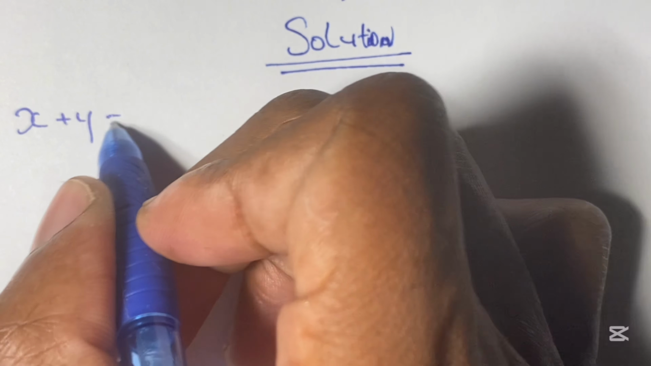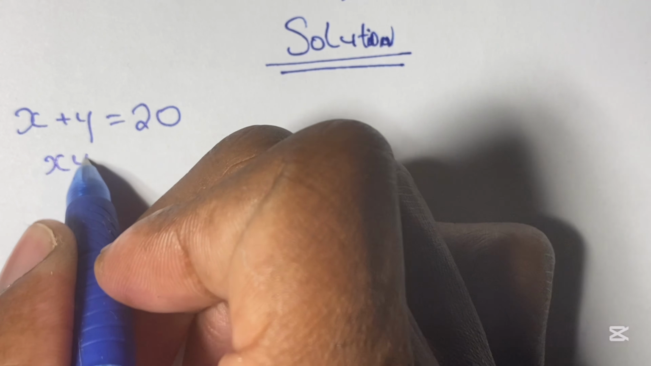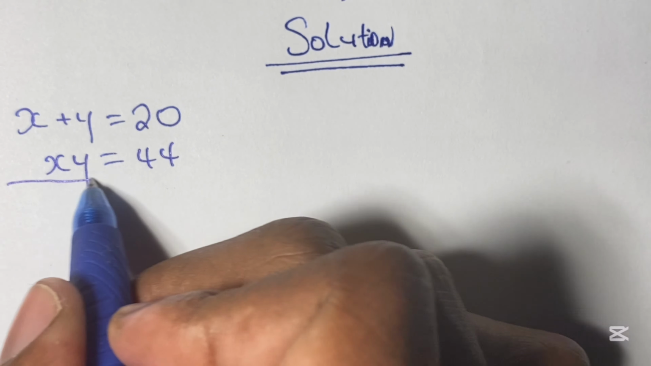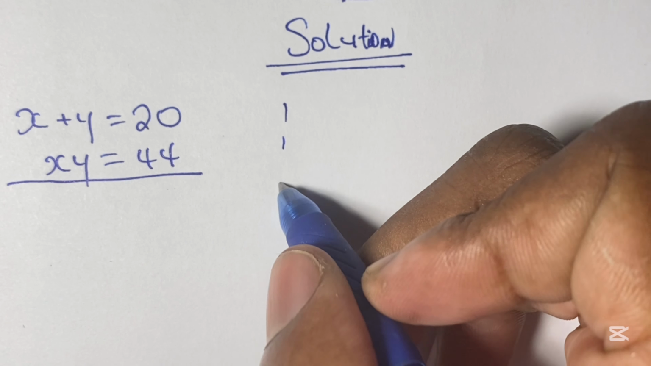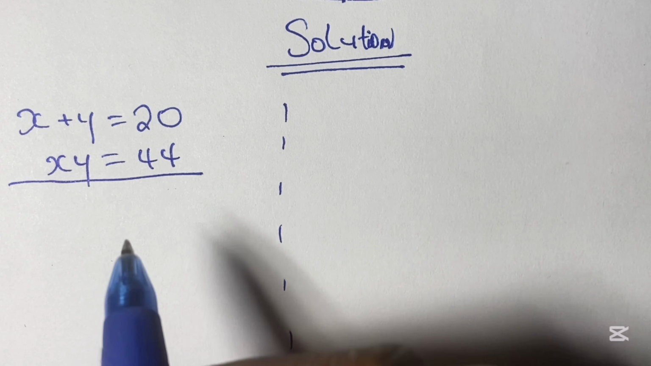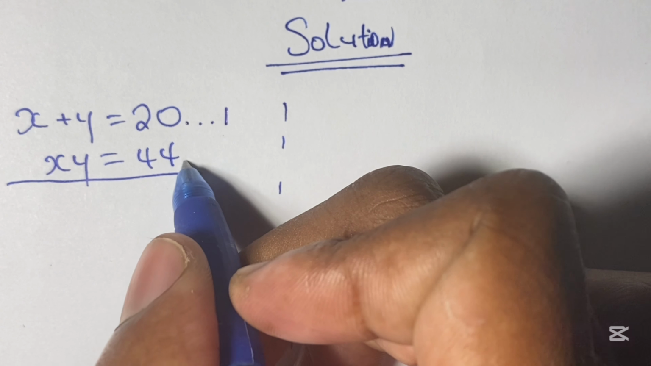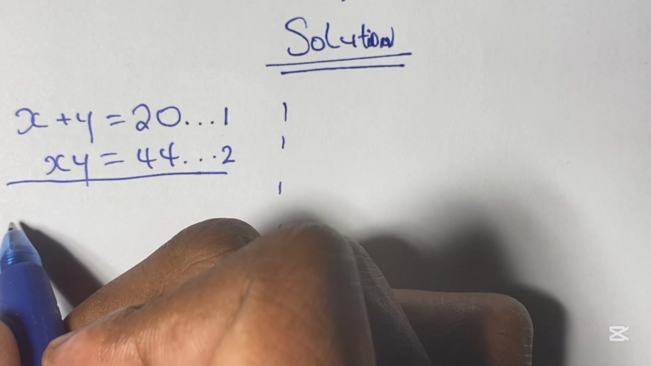Let's go ahead and solve our equations. So we have x plus y is equal to 20. We also have another equation, x times y is equal to 44, and we're given to solve x and y. So we have our equations written down, and let us see how we can take it from here. Equation 1 is x plus y is equal to 20, and equation 2 is x times y is equal to 44.